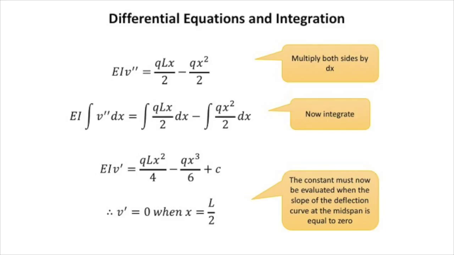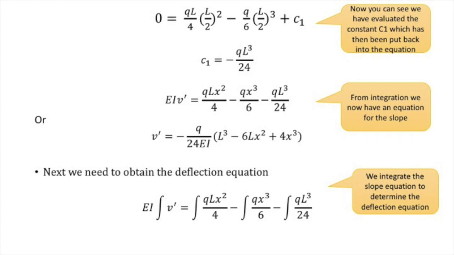So now we have our differential equation, which is seen as EIv'' equals qLx/2 minus qx²/2. By multiplying both sides by dx, it allows us to integrate both sides, which gives us an equation for the slope. Using the power rule, we can simply integrate both terms on the right hand side and integrate the term on the left hand side. Now we have a constant that must be evaluated. This can be done using v' equals 0 when x equals L/2. By substituting x equals L/2, we can obtain that c equals minus qL³/24. This can then be substituted back into the equation to give the equation for the slope.